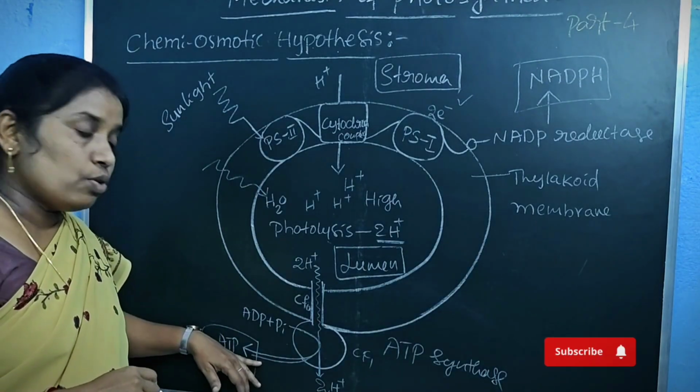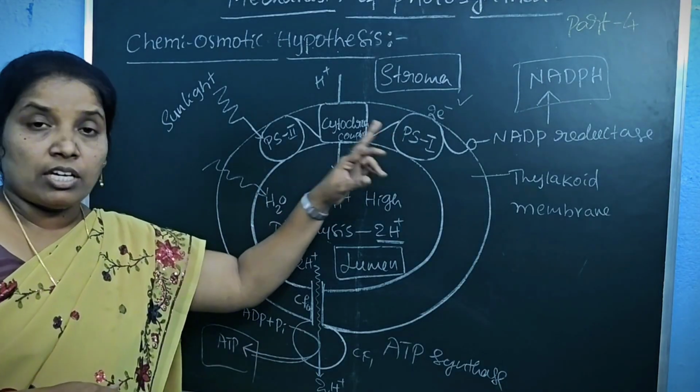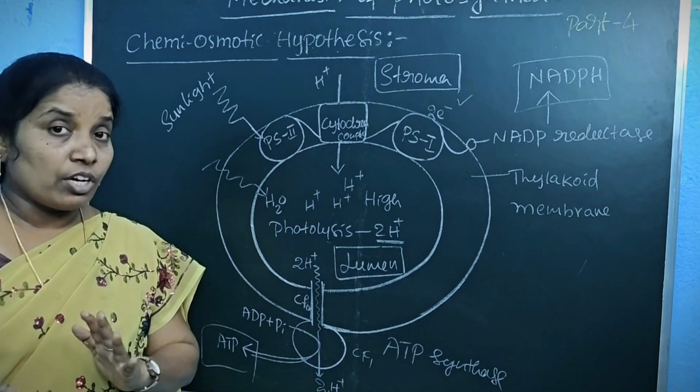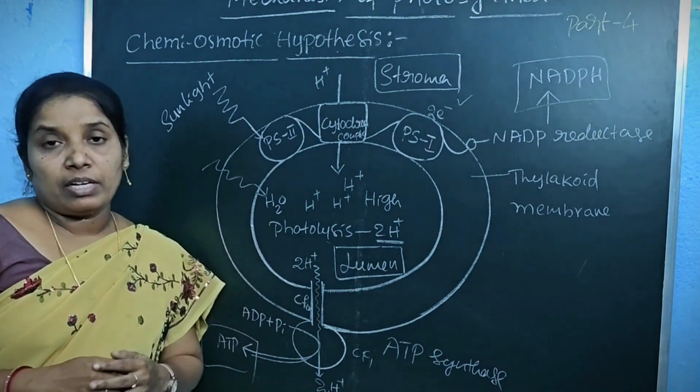These two are called assimilatory power. This is the energy used by the CO2 molecule for its conversion into carbohydrates. So this is about the chemiosmotic hypothesis.